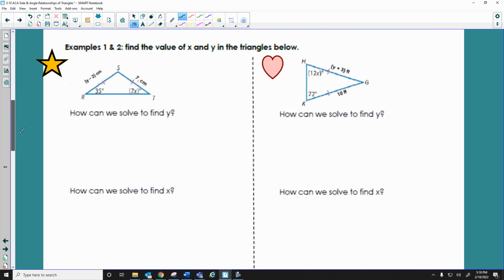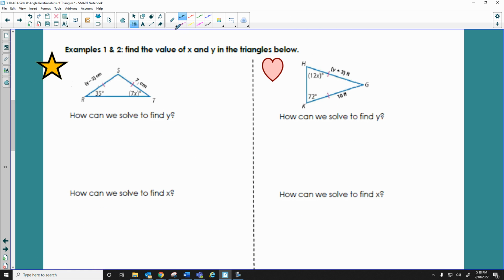I'm going to do one with you, and then I'm going to let you do one on your own. Okay, so down here, it says to find the values of x and y in the triangles below. Okay, so first solving for y, let's break it down. I see y is right here, and that appears to be talking about a side length. I see these two tick marks. There's one here, one there. That means those two sides are the same. So that side is equal to that side, so that means that this should be equal to this.